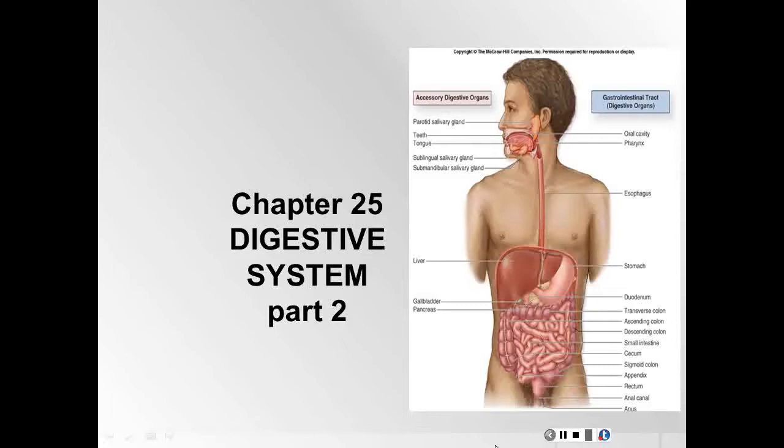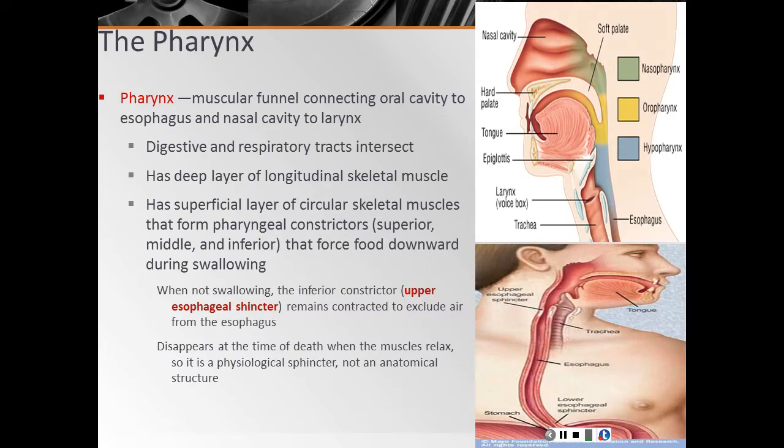Students, and welcome to part 2 of the digestive system. Here we're going to look at the pharynx, larynx, and I think the stomach is in this one as well. So let's start off with our pharynx.